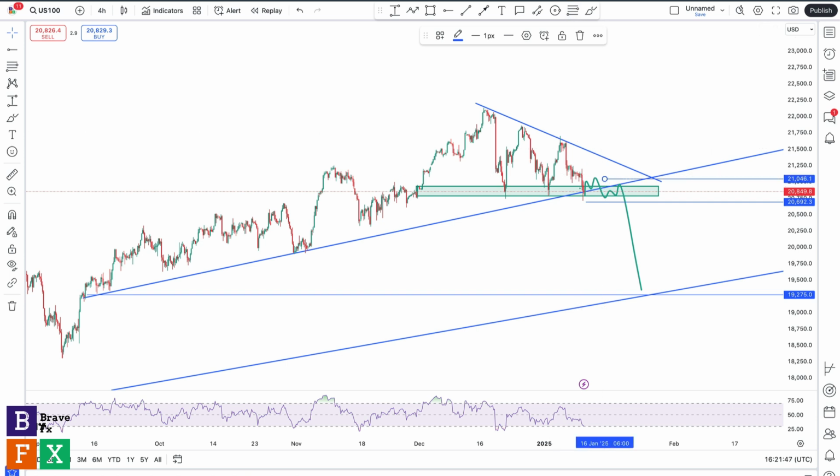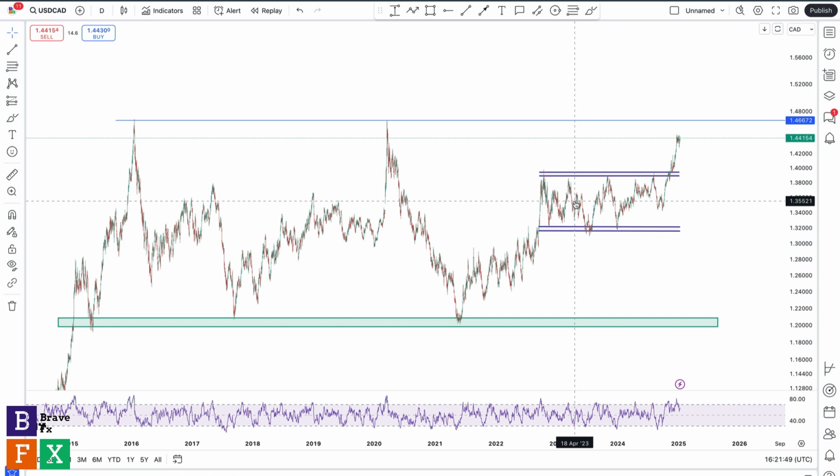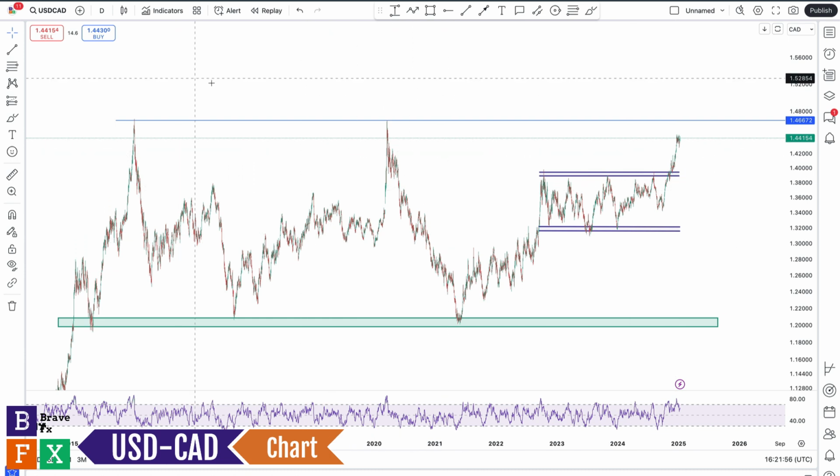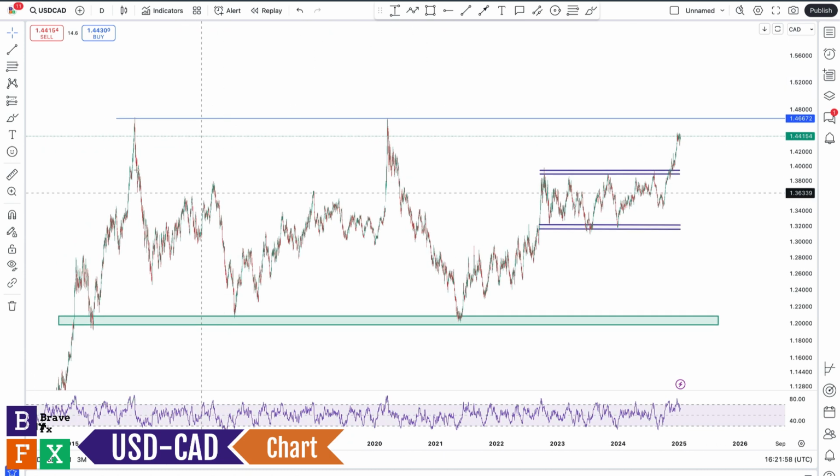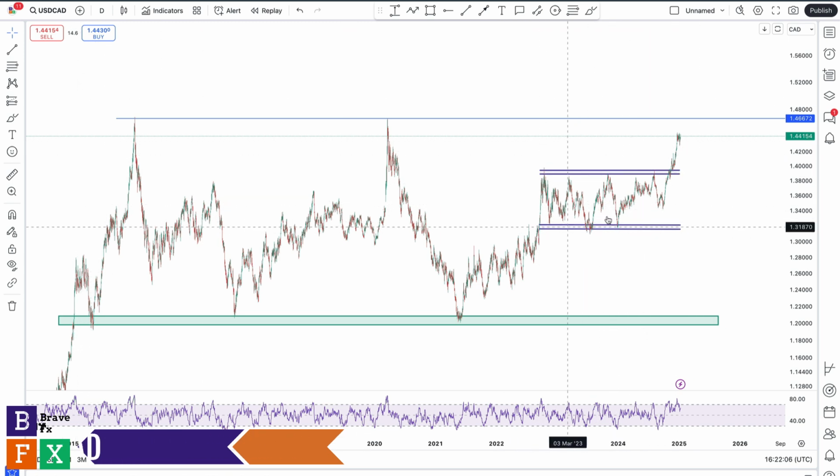Moving on, we'll be talking about USD-CAD, excuse me. We just talked about Nasdaq. So USD-CAD, I talked about this last week, and we've been talking about this for months. Massive range, dating all the way back to 2015. Good area of consolidation. Remember what I said about consolidation.